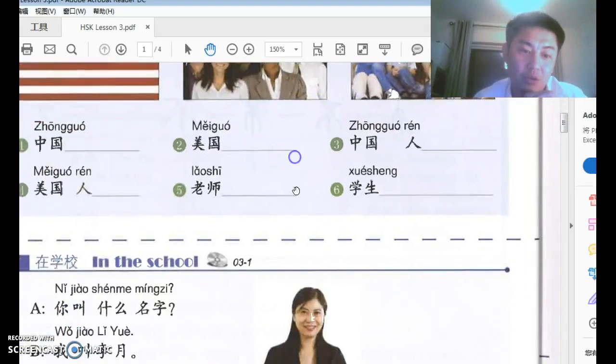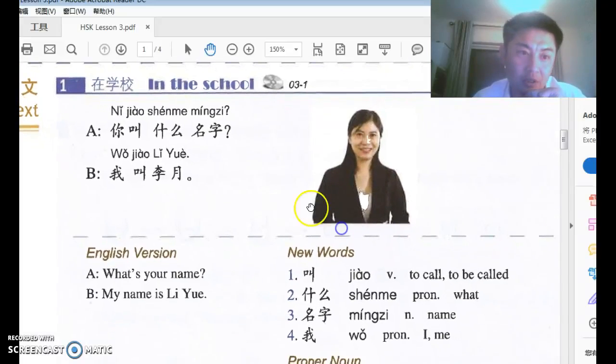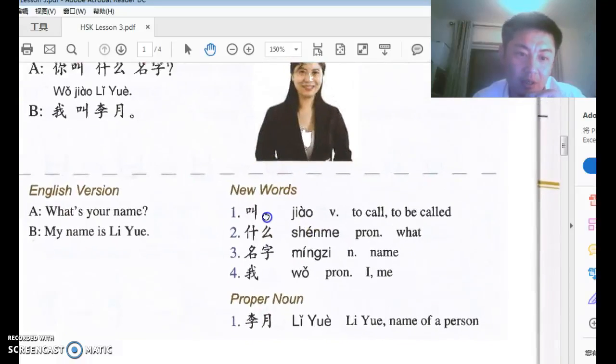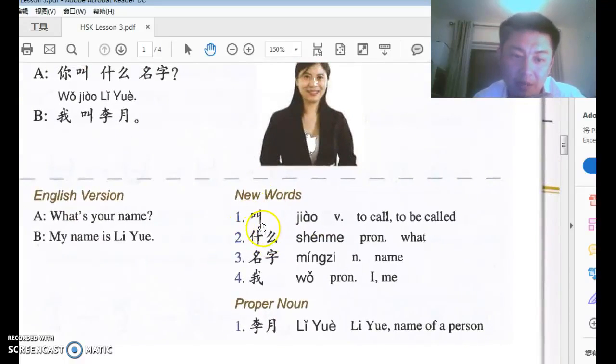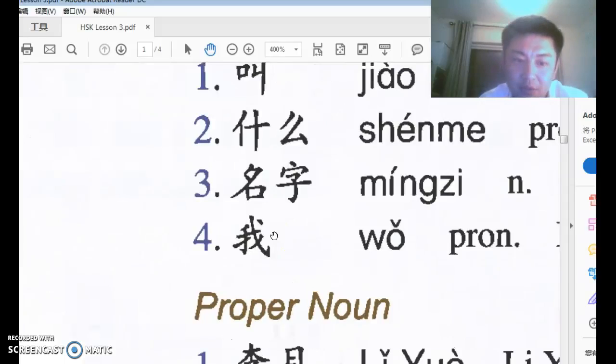Now let's move on to the vocabulary for the first conversation, right? And the first one is 叫, which we talked about. 什么, no problem. 名字, no problem at all. And 我 is actually a quite difficult Chinese character to write. That's the left part and the right part, but they're connected with one vertical line. Okay, go 1, 2, 3, 4, 5, 6, and the dot is 7.